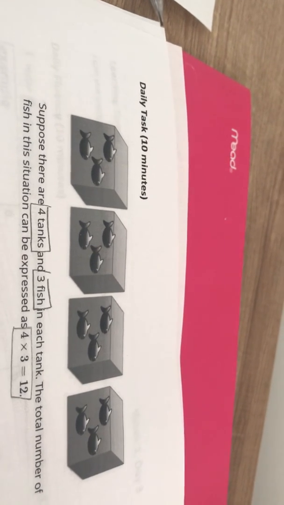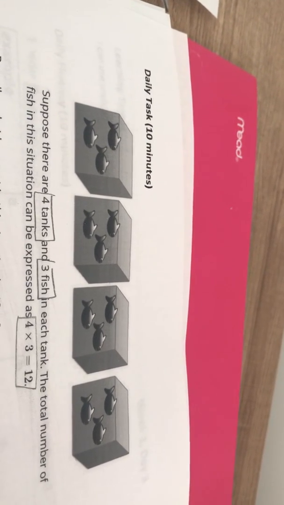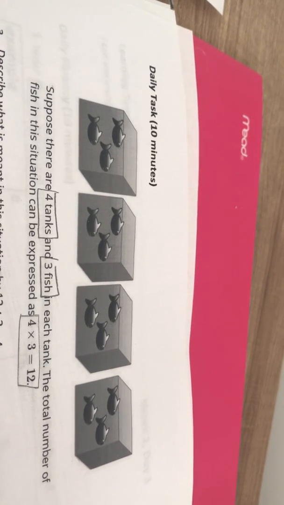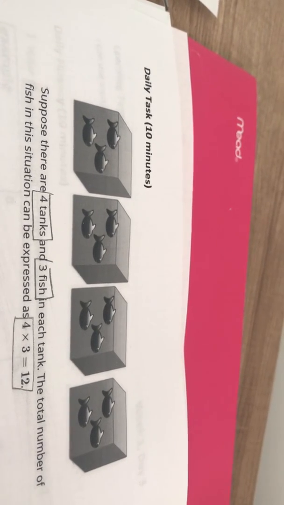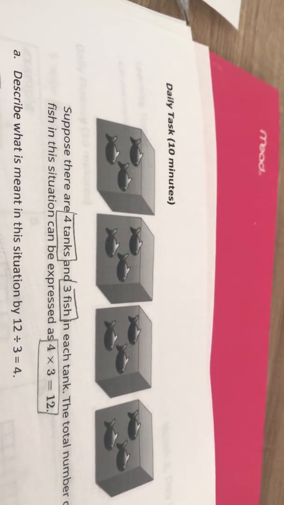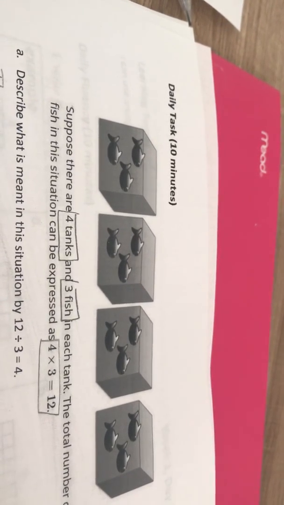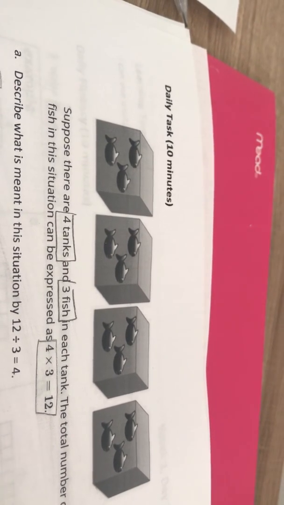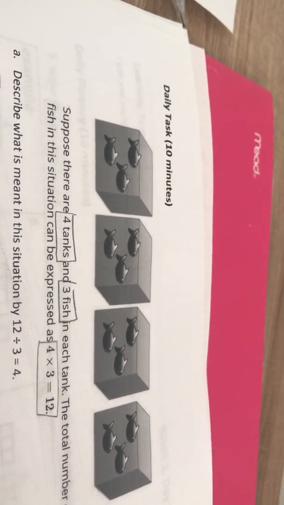That 4 shows us how many tanks there are. The 3 shows us how many fish are in each tank, and the 12 is telling me the total fish all together. Part A gives us a division problem, and it wants us to describe it. It says, describe what it meant in this situation by 12 divided by 3 equals 4.